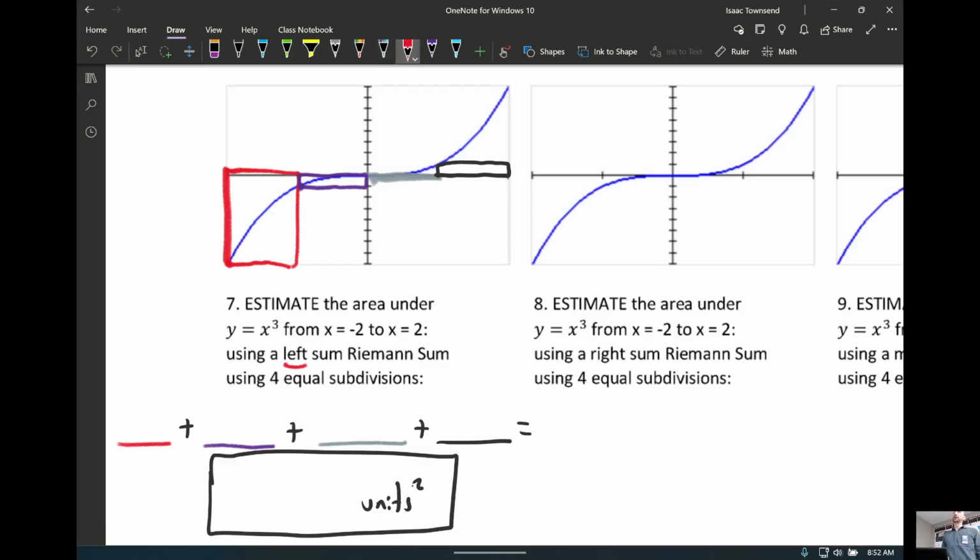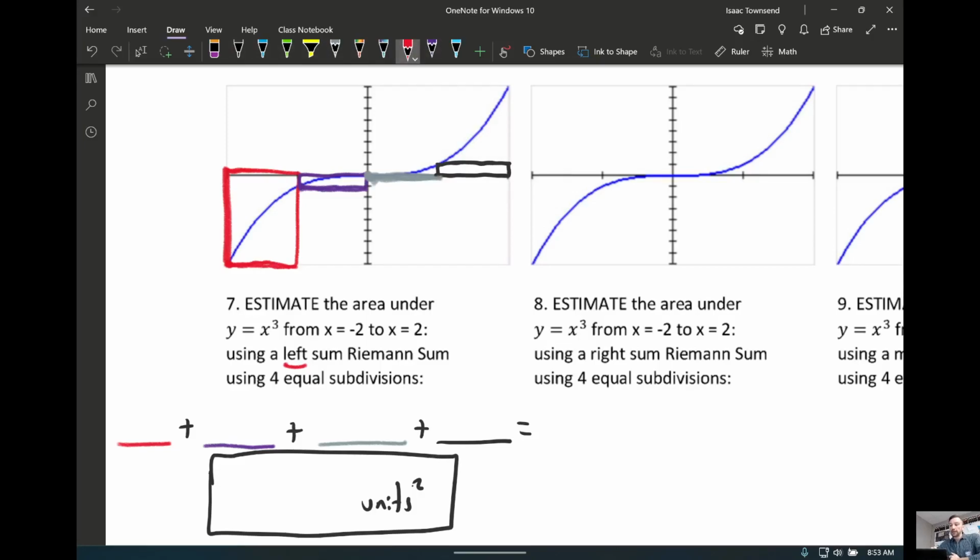Okay, so I tried to sketch the 4 rectangles here so you can visualize. I almost made a mistake on the third one, and I did the same thing yesterday. So you have to be careful. Left Riemann sum, left x value, draw to the right. Left x value, draw to the right. And then on this one, left x value, draw to the right.